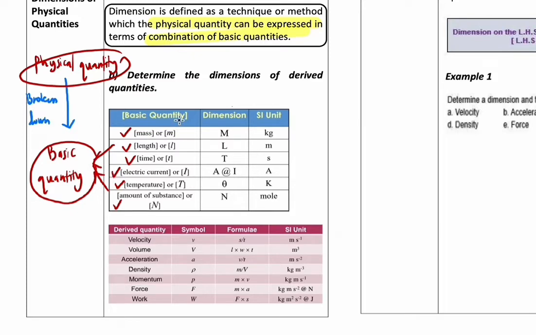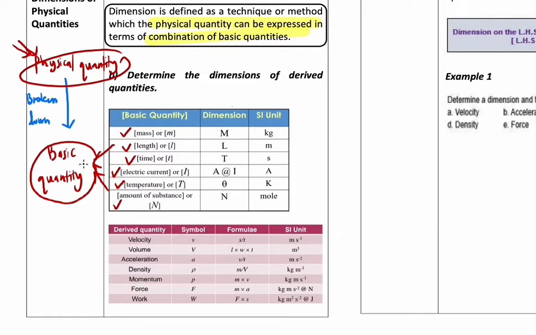Anything else, apa-apa selain all six of these, would be a physical quantity. If it's a physical quantity, it can be broken down into the basic quantities. So we have six basic quantities. All six basic quantities are the smallest quantities. So anything apa-apa selain enam basic quantity ni is a physical quantity, and if it's a physical quantity, it can be broken down into basic quantity.